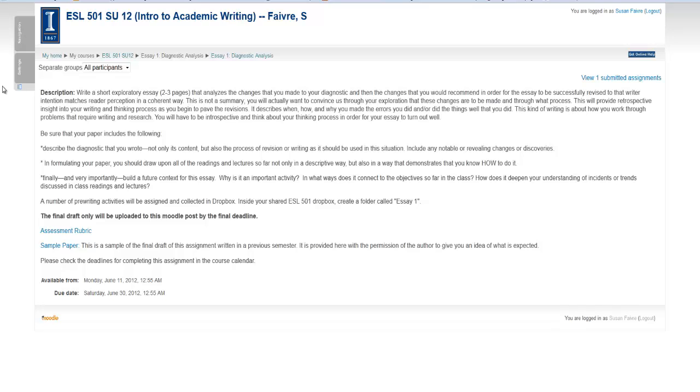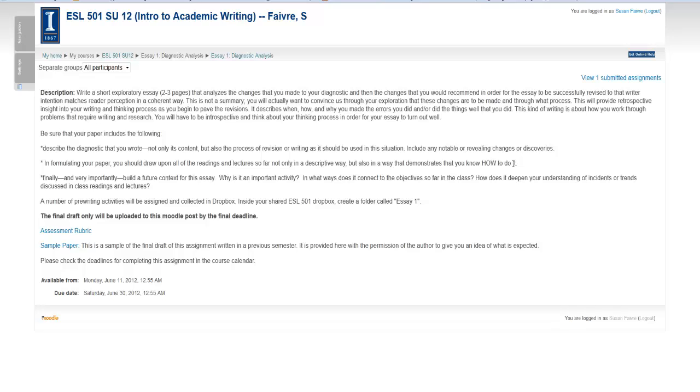When you're doing the second step, drawing upon all of the readings and lectures so far in a descriptive way, in a way that demonstrates how to do it, what that means is, if you decide you're going to write a paragraph about your thesis statement and the changes that came about in your thesis statement, what makes a good thesis statement, make sure that your essay itself demonstrates that you do know how to write a thesis statement, in that your essay has a good thesis statement.